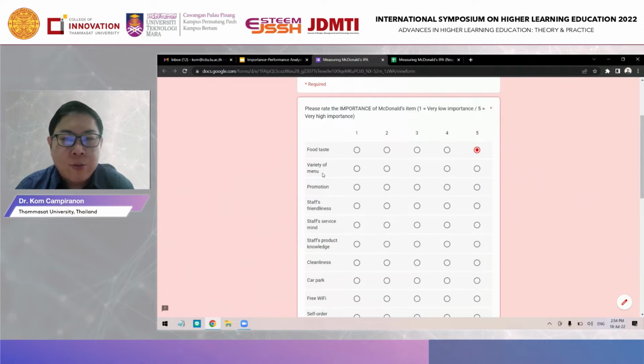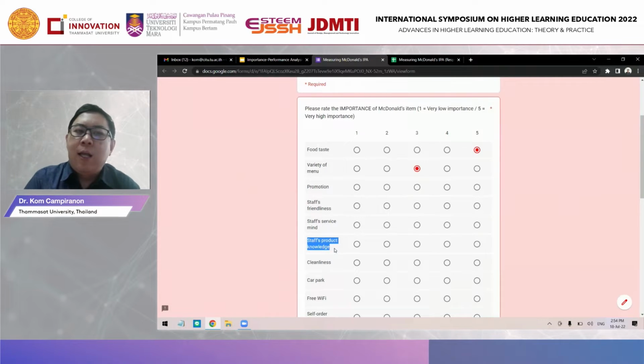Variety of menu: are you going there because they have a lot of menu items? If that's not that important, you can choose 2 or 1 or 3. Promotion: are you going to McDonald's because of promotion? What about the staff friendliness? Is that factor important to you? What about service mind? What about staff product knowledge? Staff product knowledge means when you ask them something, can they explain?